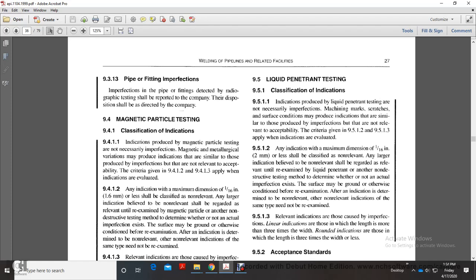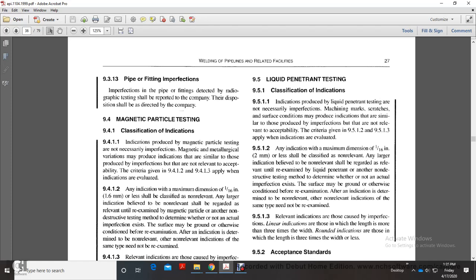Indications produced with a liquid penetrant test are not necessarily imperfections. Machine marking, scratches, and surface conditions may produce indications similar to those produced by imperfections, but they are not relevant. The acceptance criteria of 9.5.1.2 and 9.5.1.3 apply when indications are evaluated. Any indication with a maximum dimension of 1/16 of an inch or less is classified as non-relevant.